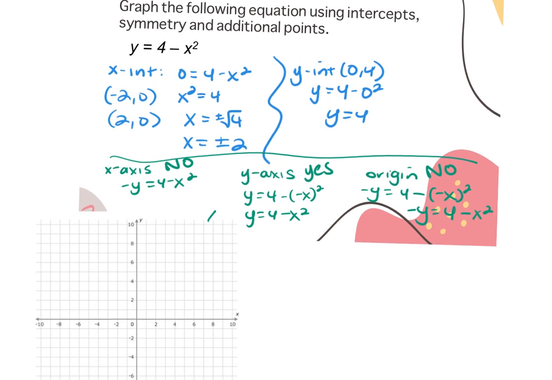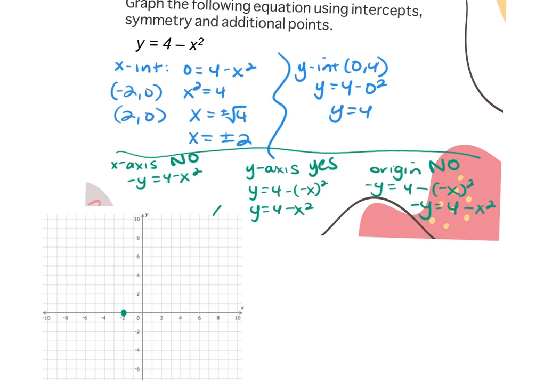So now I'm going to graph the things I know. I've got an x-intercept at negative 2 and positive 2, and I've got a y-intercept at 4. If you remember from Algebra 2, this is squared. That means it's a parabola, right? And if there's a negative on front, what does that do? Flips it upside down. So this is consistent with what we drew.